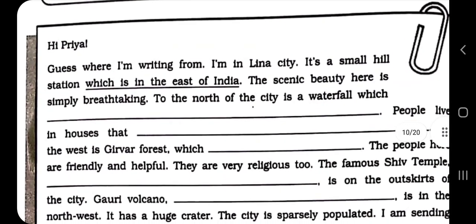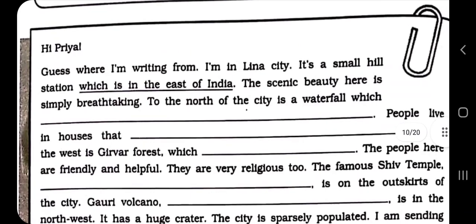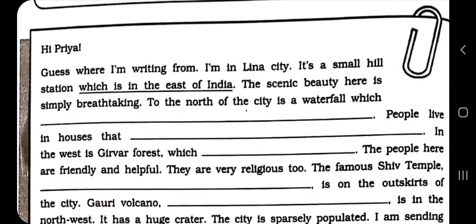It is a small hill station which is in the east of India. The scenic beauty here is simply breathtaking. To the north of the city is a waterfall which is in the help box. See the help box with the waterfall. You have to write is a delight to view. So we will write waterfall which is a delight to view.